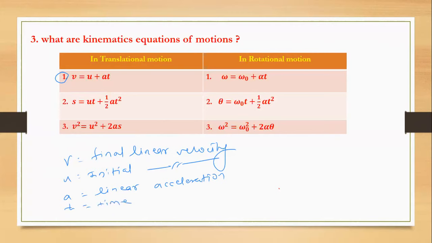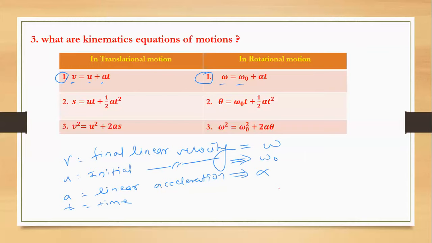If you see the kinematical equation related to rotational motion, in that this final linear velocity V is replaced by omega. So here omega is the final angular velocity. And this U is replaced by omega 0, the initial angular velocity. A is replaced by alpha. A is linear acceleration and alpha is angular acceleration. T is time. So here we learn the first kinematical equation.